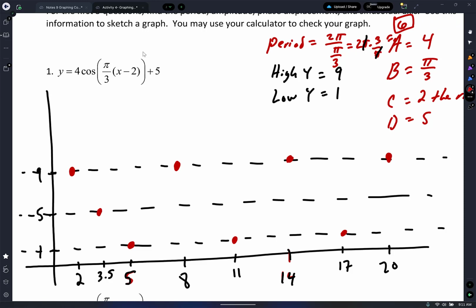What's smack in the middle between 5 and 8? 6.5. You said 6.5, right? At 6.5, put a point at the midline. Those are the only ones I'm going to check. The others, just go ahead and do it visually. Put it right smack in the middle, right smack in the middle.